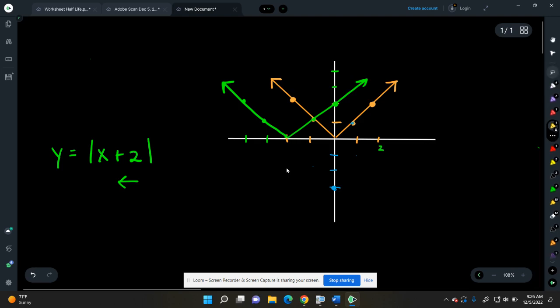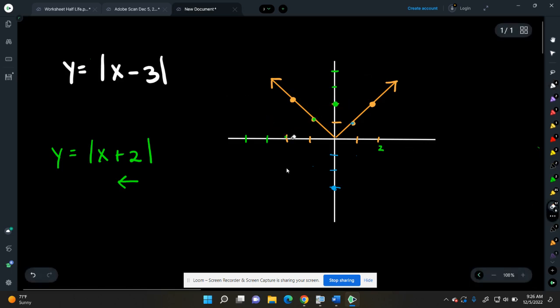Yes. So y equals the absolute value of x minus 3. Where's that going? To the right. How many? 3. 3 to the right. Very good. So this goes 3 to the right.